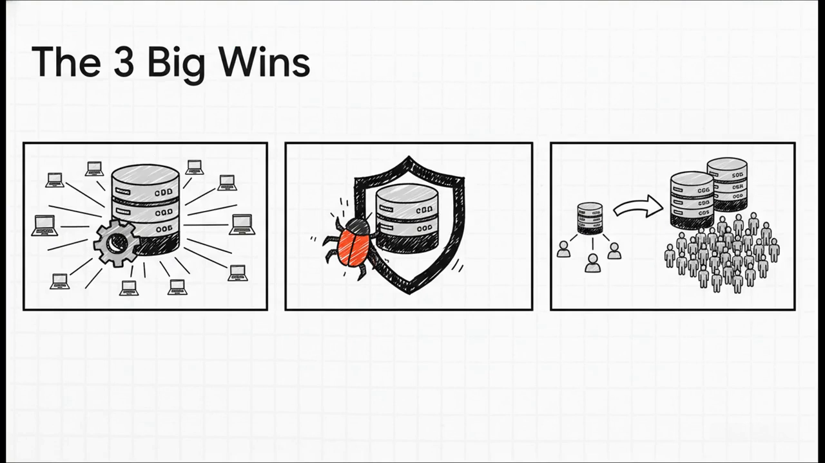First up is central control. All your important business rules live in one place, the server. So if you need to change a price or update a policy, you just update it once on the server, and boom, every single client gets that change instantly.